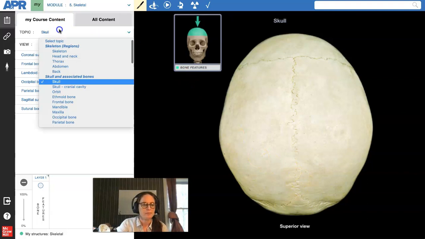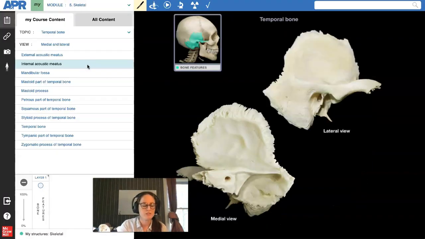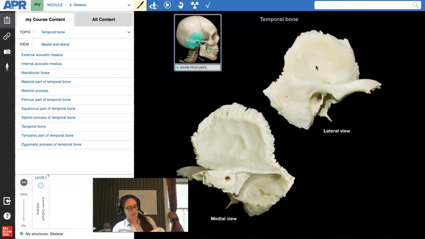Temporal bone is a pretty cool bone. There are a lot of features, but you don't really have to know all of them right now. Probably the two most important ones, and I agree with this assessment list. Here's your temporal bone from the lateral view. So we're looking at him from the lateral view.